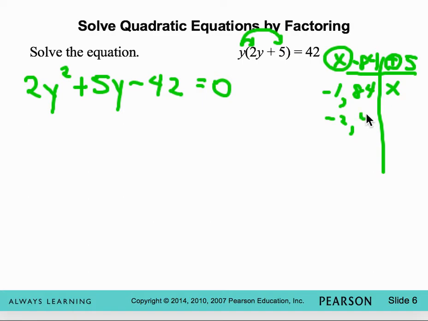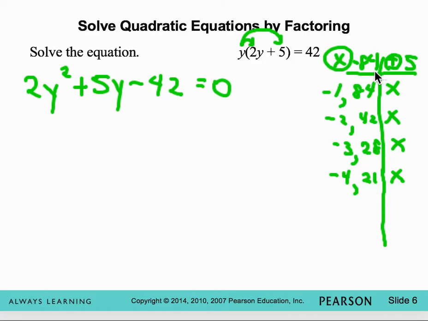Negative 2 and 42. 8 and 4 is 12, so it is divisible by 3. Negative 3, and if you have to go over and see what it is, that's fine. 84 divided by 3 is 28. Okay, 28 minus 3 is not 5. So negative 4 and 21.